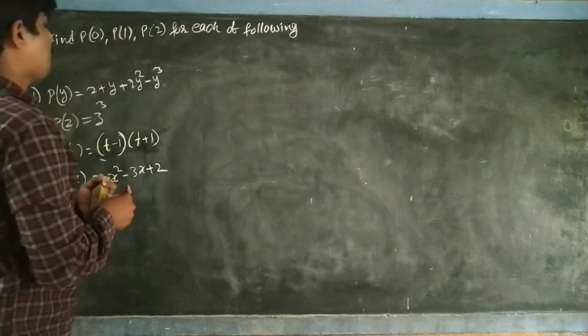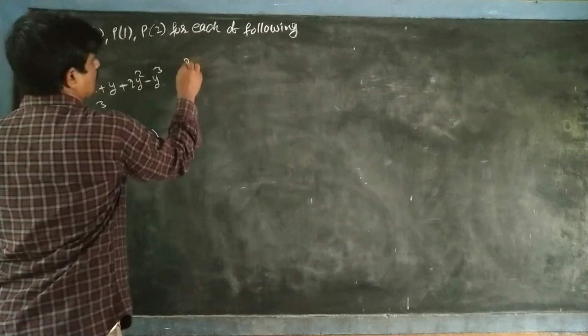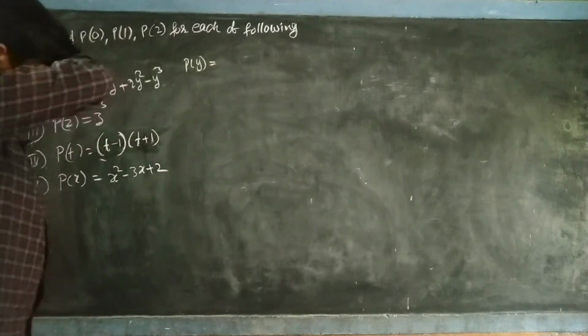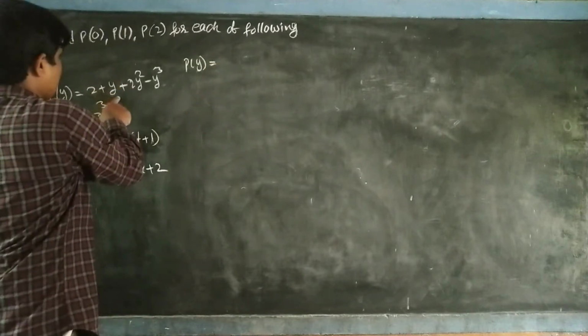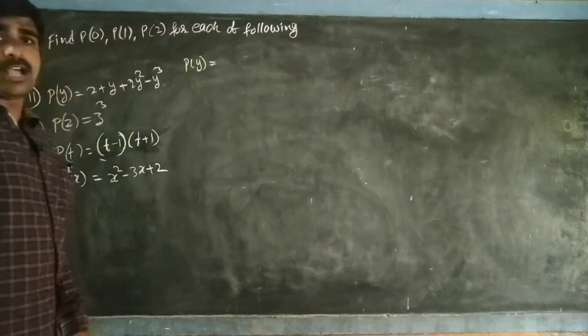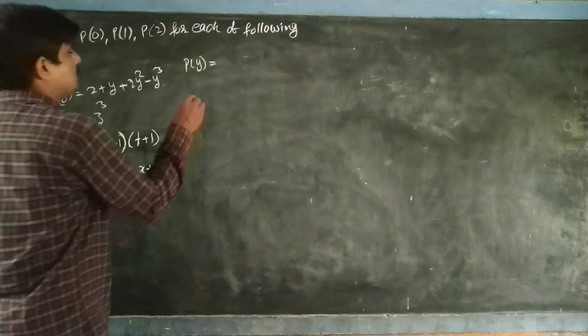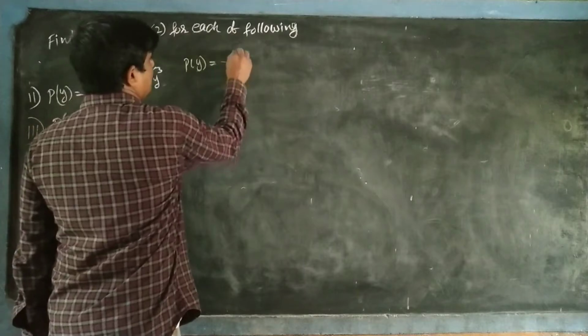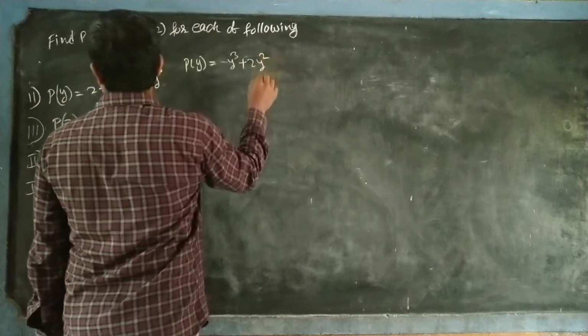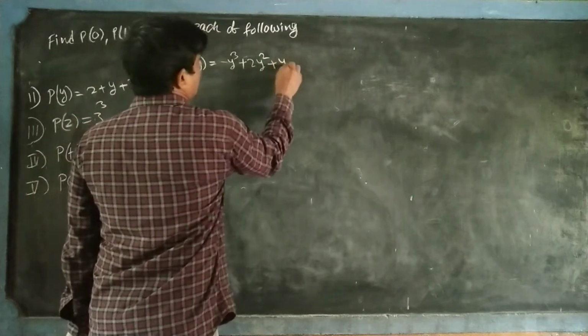Next I am going to write this polynomial p of y. P of y is equal to 2 plus y plus 2y square minus y cube. So I am going to write it in order: that is equal to minus y cube plus 2y square plus y plus 2.